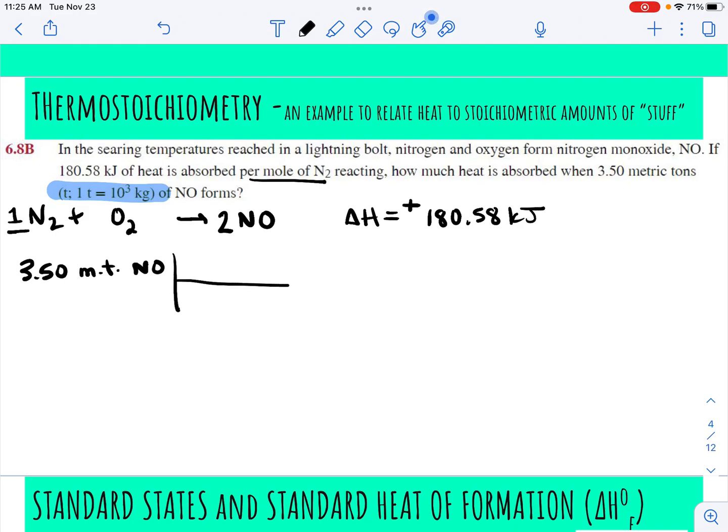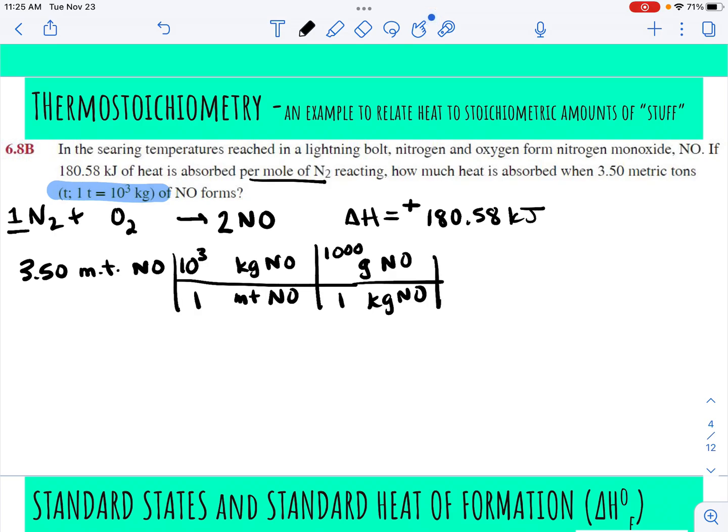So I need to get that to grams of NO to moles of NO so that I can use my coefficients in my equation. So metric tons of NO to kilograms, they gave me in a conversion. They said that 1 metric ton is equal to 10 to the third kilograms. And so then I can use kilograms of NO to get to grams of NO, and that would be 1 kilogram is 1,000 grams. And then finally, I can use the molar mass of NO to get to moles of NO. And that was the whole beginning step.